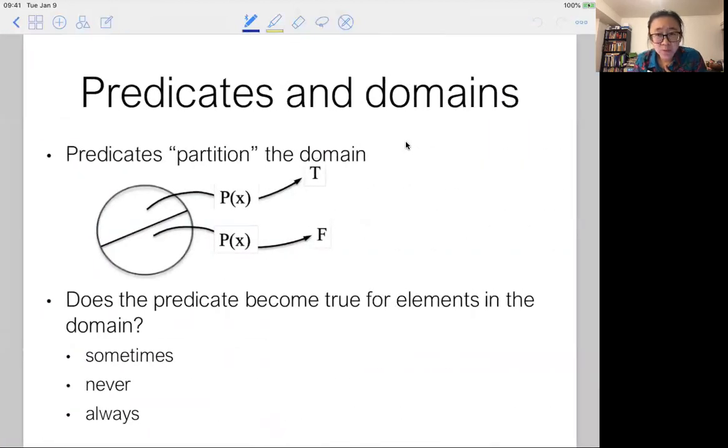Now you might have guessed, if a predicate has some input values that evaluate to true and some that evaluate to false, you can think of the predicate as partitioning the domain into 2 parts: all the values which evaluate to true and all the values which evaluate to false. So the question is, does a predicate become true for elements in the domain? Some predicates will never be true, some are always true, and some are occasionally true, sometimes true and sometimes false.